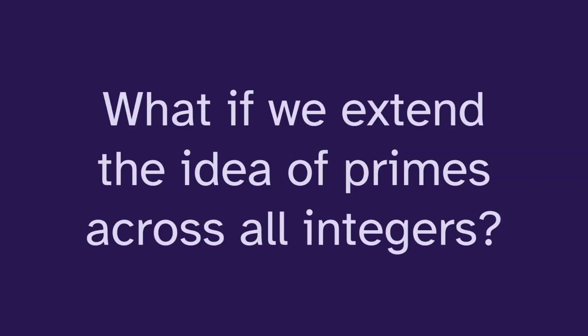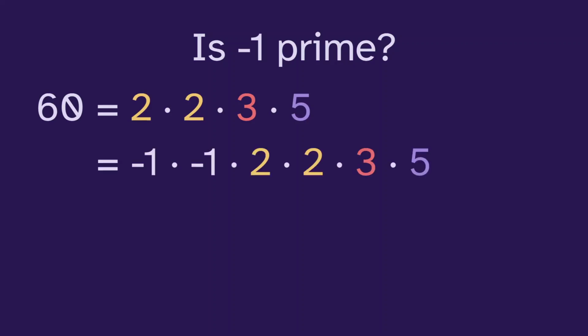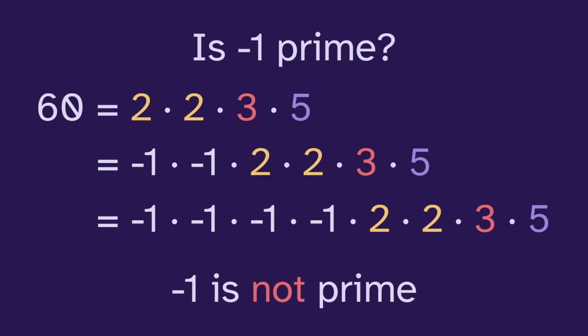But what if we extend the ideas of primes across all integers? Can we have primes when we're using negatives? So maybe the first thing we'll look at is, is negative 1 prime? Well, we'll use a similar argument from before. We can write 60 like this, but we can also write it like this by adding 2 negative 1s. And we could also write it like this. We can always add 2 negative 1s because they multiply out to 1. And so this would ruin our unique factorization, so negative 1 is not prime.